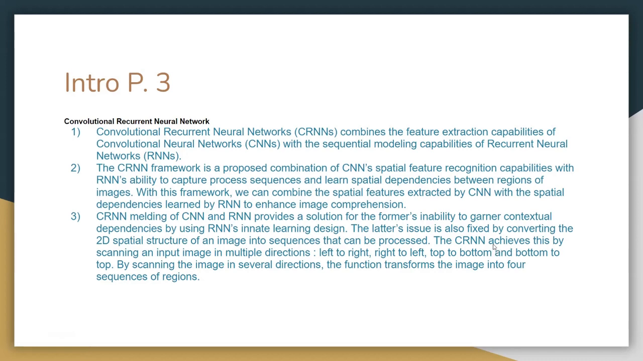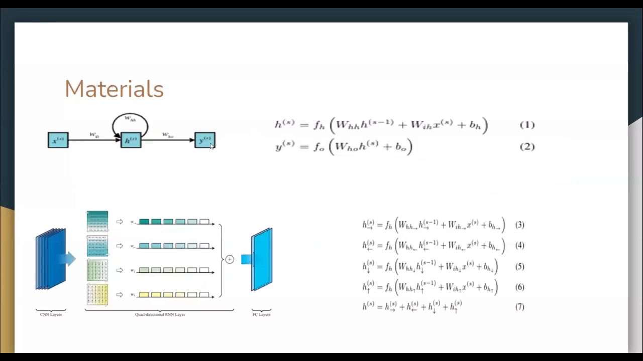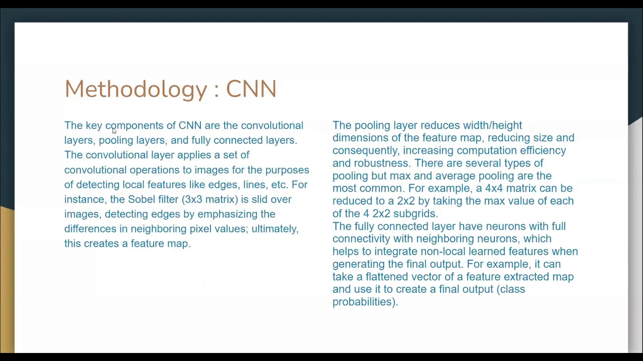The CRNN achieves this by scanning an input image in multiple directions: left to right, right to left, top to bottom, and bottom to top. By scanning the image in several directions, the function transforms the image into 4 sequences of regions. Before the next slide, I'm going to go over the next 3 slides first because there's some important information in the methodology section that goes over what these mean.